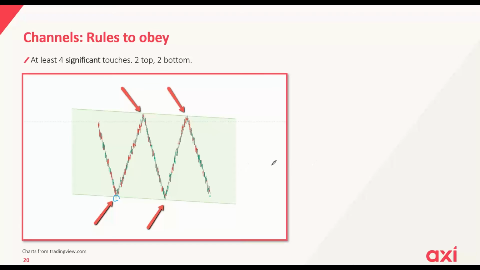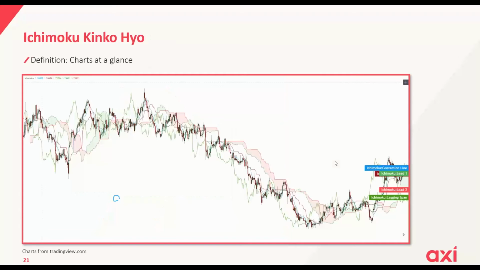Okay, so now on to the next one, Ichimoku Kinko Hyo, charts at a glance. Who uses Ichimoku over here? Right, I see some people say yes. Use EMA, RSI, not yet. Some reading about it. Nope, don't understand them. I don't blame you. Right?